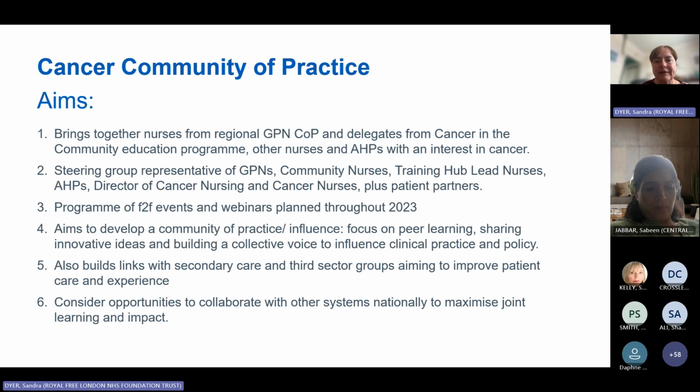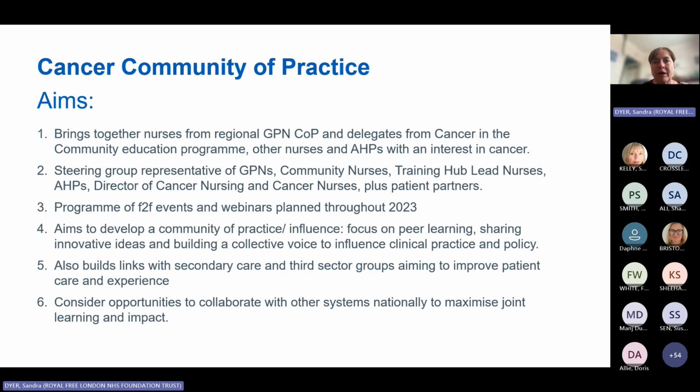So our community of practice basically brings together healthcare professionals, nurses, AHPs from primary care, community and secondary care with an interest in cancer. So we have a mix of specialist nurses and AHPs and generalists. And our steering group that runs to bring these events together is a mix of people from those settings. And we have a series of face-to-face events and webinars which will be running throughout the year for 24-25. And we'll give you a bit more details at the end if you're interested in coming along to some further sessions.